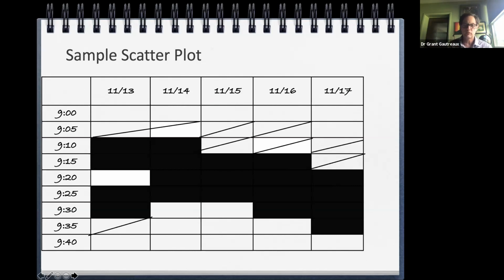I can then go back and look at what's going on at those time periods to take further additional data that may be more helpful in determining a function.